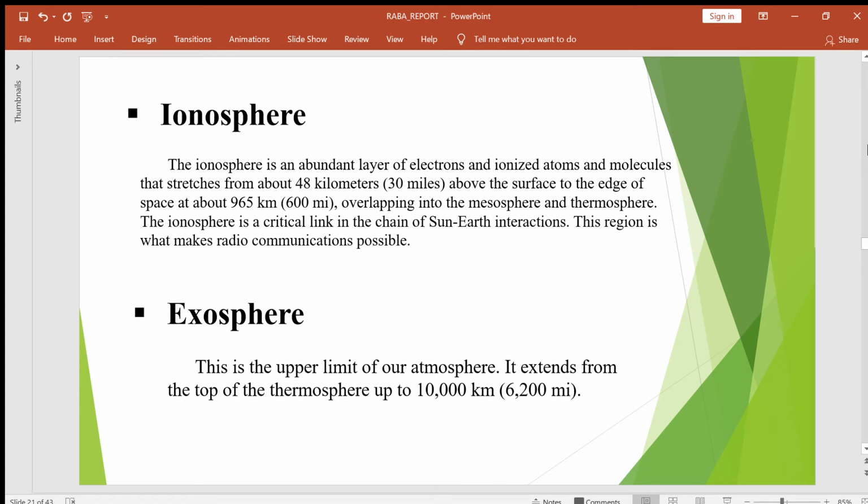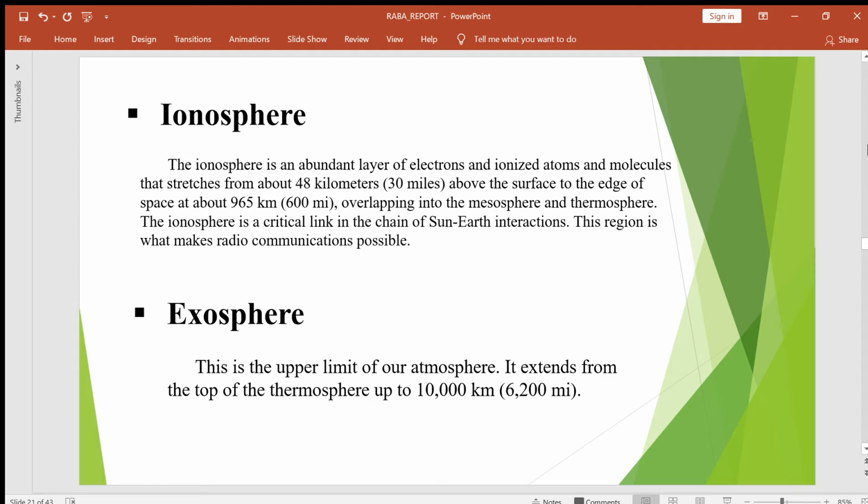Ionosphere. The ionosphere is the abundant layer of electrons and ions, atoms, and molecules that stretches from 48 kilometers above the surface to the edge of space, about 965 kilometers, overlapping into the mesosphere and thermosphere. The ionosphere is a critical link in the chain of Sun-Earth interaction. This region is what makes radio communication possible.